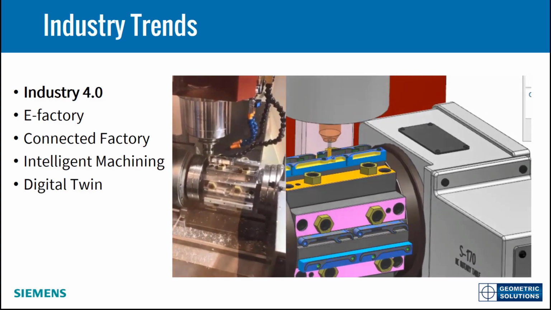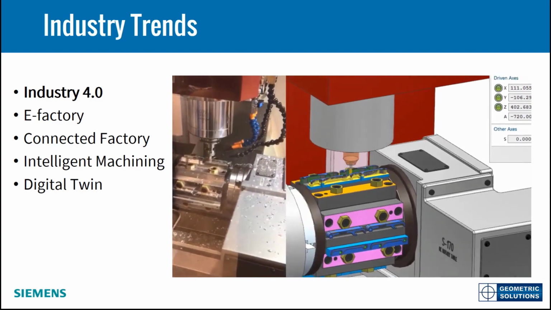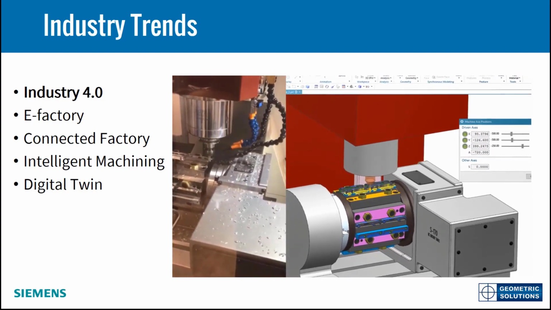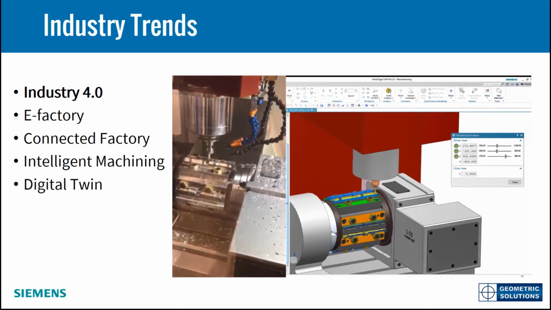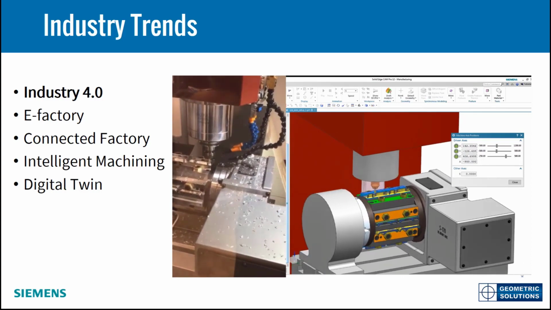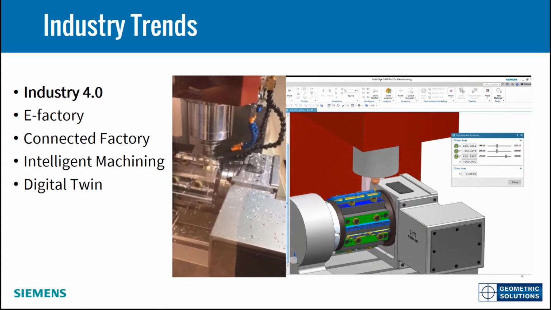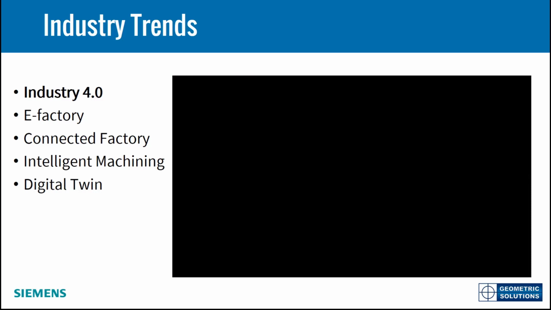So if you look at this video right here, we're using CAM software to validate and verify the machining process before it actually goes to the machining center. The advantages of that are pretty obvious. No collisions, no crashes, no cutting air. You'll be able to make sure that it's going to work the first time, every time.